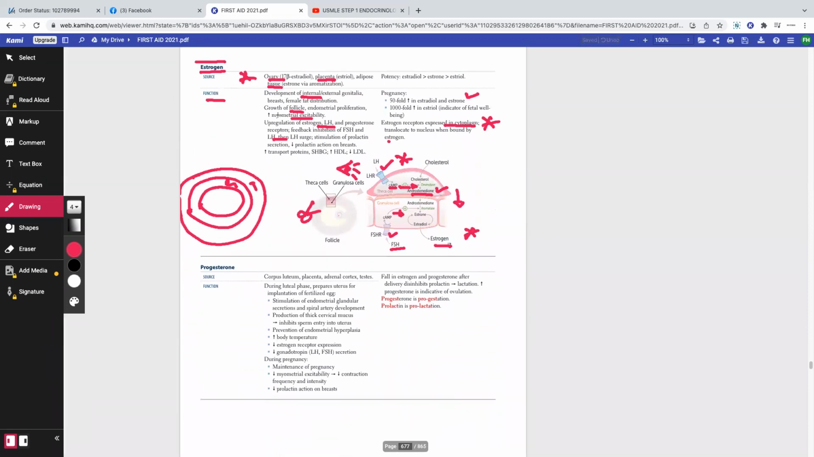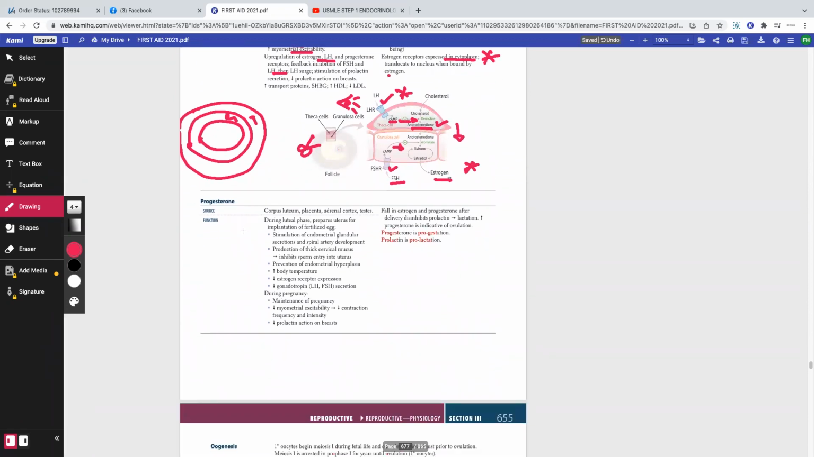Okay. Next one is progesterone. Progesterone source is very important. Progesterone is used for the maintenance of the luteal phase, right? So what is the luteal phase? The luteal phase is basically the phase where the uterus is ready for implantation. The uterus increases in size, the blood supply increases, and the glandular amount of the uterus for secretions of different sorts of substances also increases.